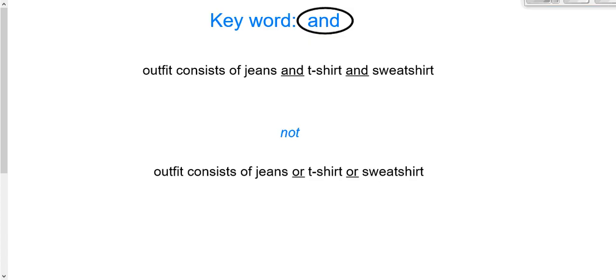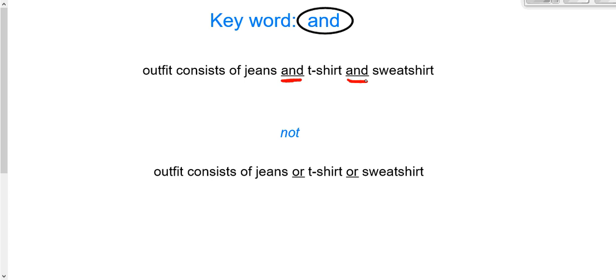Now, one of the critical parts of this fundamental theorem is the word and. So if you think back to the outfits I was making, I was wearing jeans and a t-shirt and a sweatshirt. So when you're using the fundamental counting principle, you're talking about this event occurs and this event occurs and this event occurs.